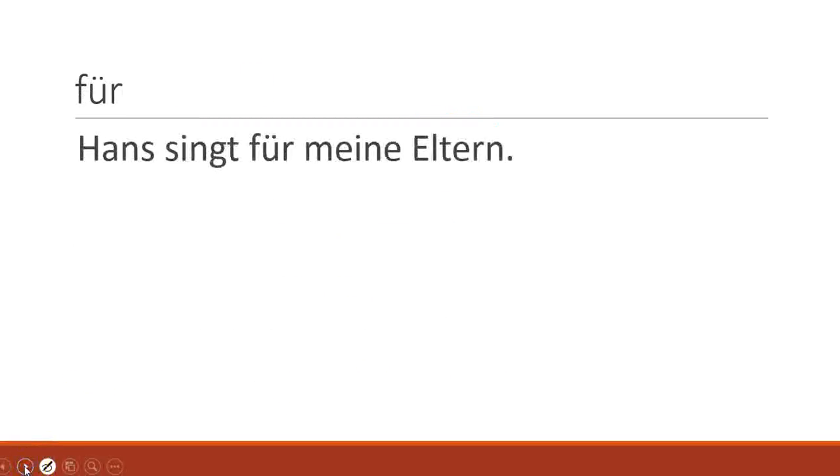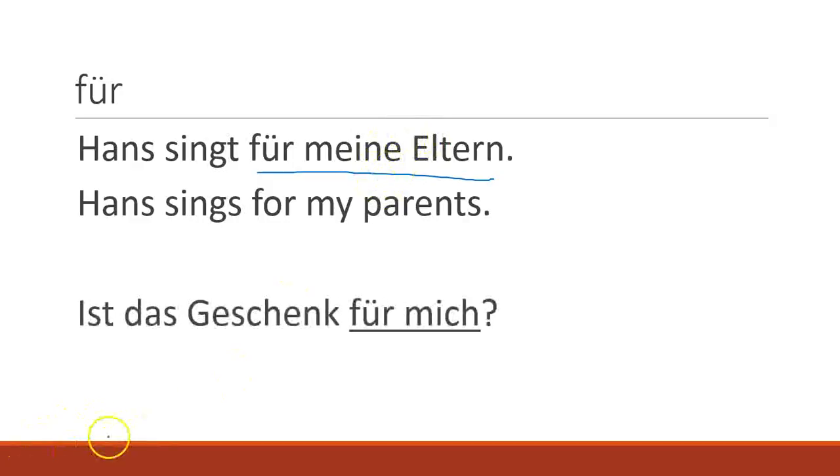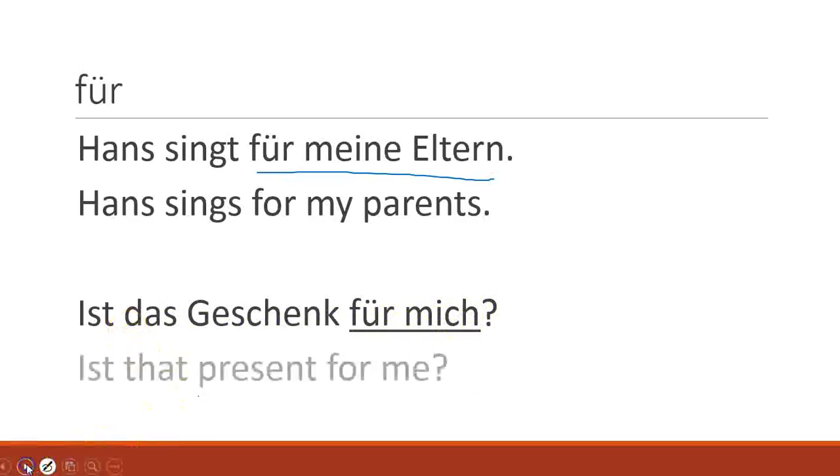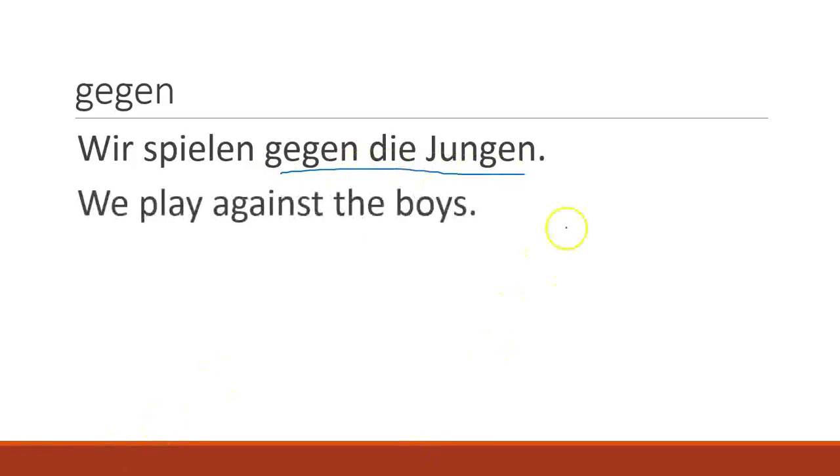Für. Hans singt für meine Eltern. Hans sings for my parents. So Eltern, plural, plural accusative, E. Ist das Geschenk für mich? So if you've looked at accusative pronouns, is the present for me? Für mich. Gegen, against. Wir spielen gegen die Jungen. So against the boys, we play against the boys. Prepositional phrase, boys is plural. Plural accusative is die.